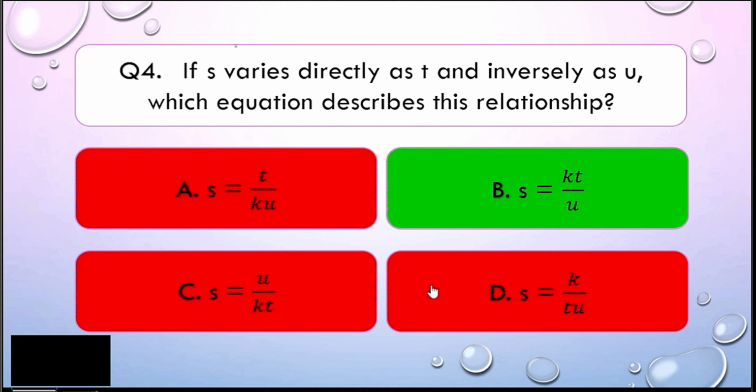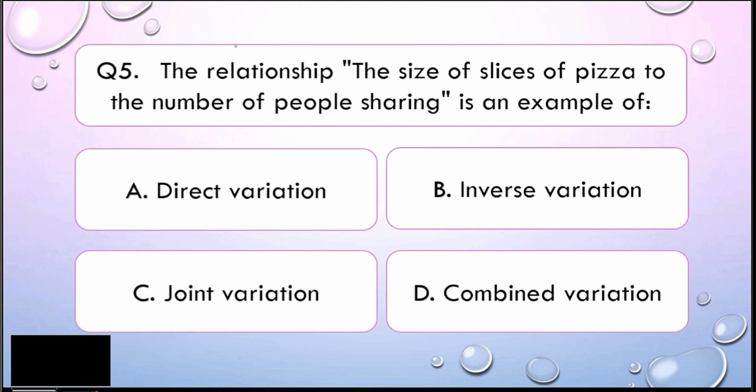So now let us go to question number 5. Alright. Question number 5. The relationship, the size of slices of pizza to the number of people sharing is an example of, is it A, direct variation, B, inverse variation, C, joint variation, or letter D, combined variation? I'll give you 5 seconds to think about your answer.